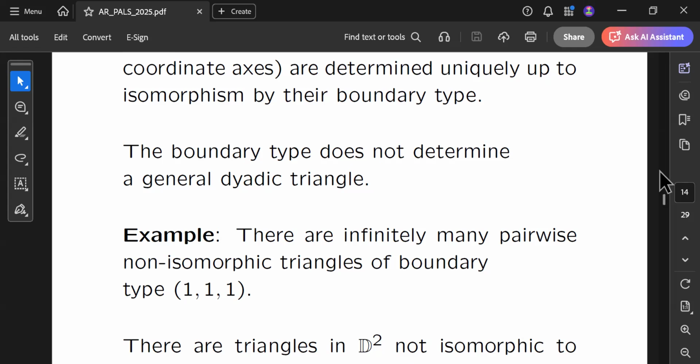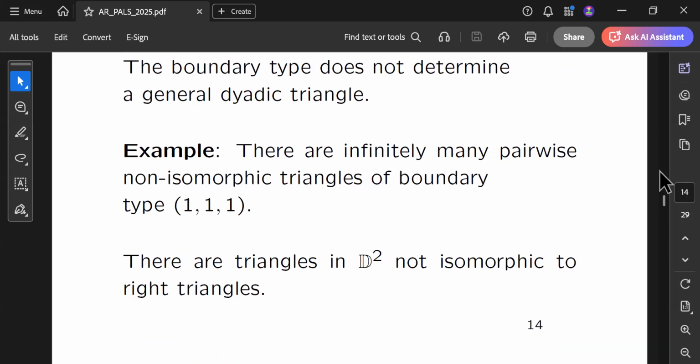And if you take as the third point 1, k and 1, l, where k and l are odd numbers, the triangles we obtain are never isomorphic. So we have infinitely many triangles of type 1, 1, 1 which are not pairwise isomorphic. And there are triangles in the dyadic plane which are not isomorphic to right triangles. This follows from our representation theorem, so it's a little more complicated to show examples.